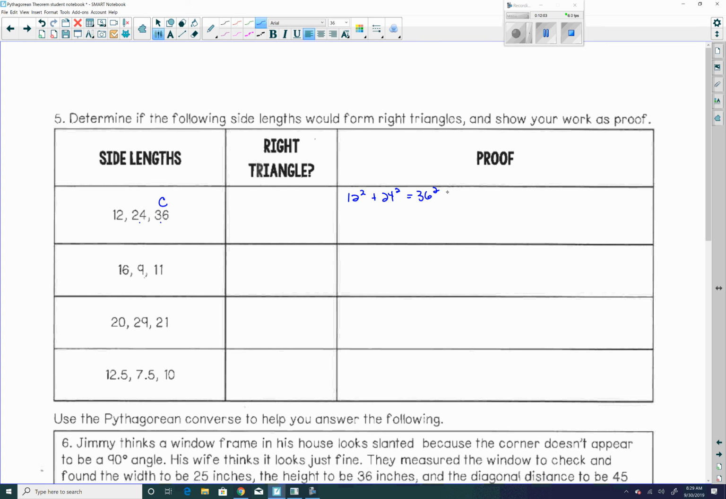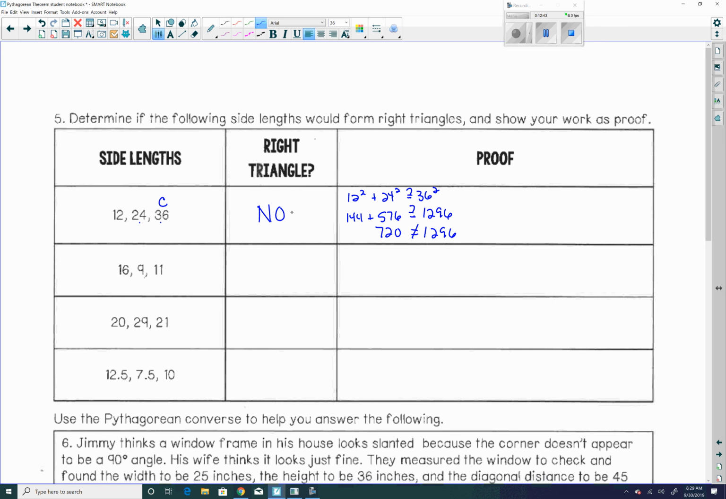Let's see, 12 squared, 144. 24 squared is 576. 36 squared is 1,296. See, 144 plus 576, that equals 720. And that does not equal 1,296. So these guys are your question marks. So is it a right triangle? I would say no. Okay, go ahead and set up the next one, but be very careful when you're looking at it.